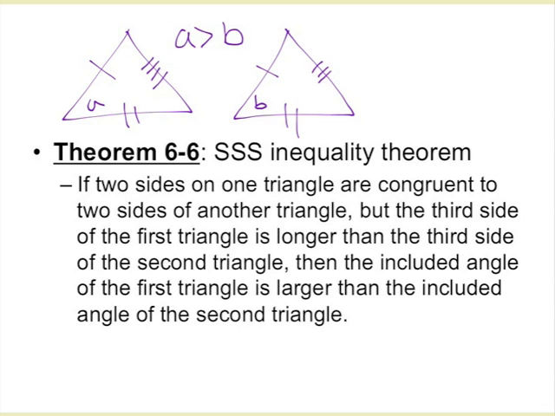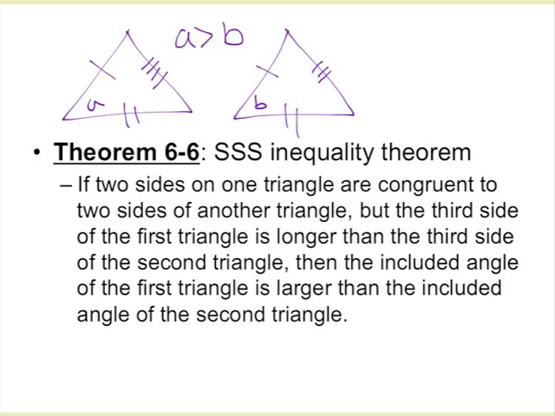This is really kind of the converse to the other one. In side angle side, I know information about a side, angle, and side, and I conclude something about the third side. And this one, I know information about all three sides, and I'm concluding something about the angle.